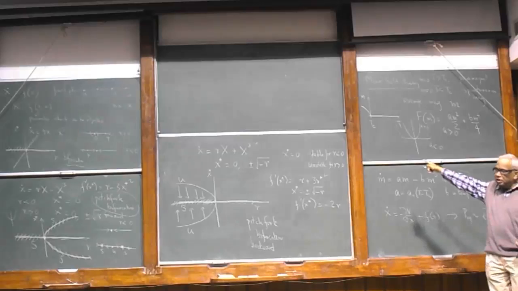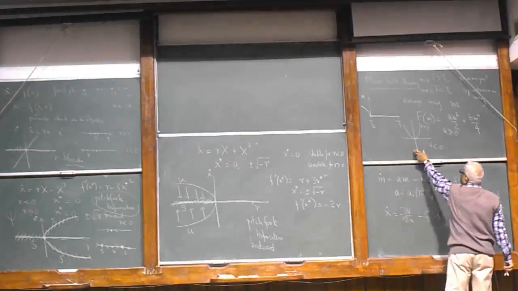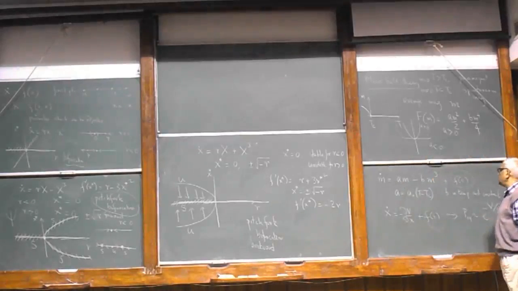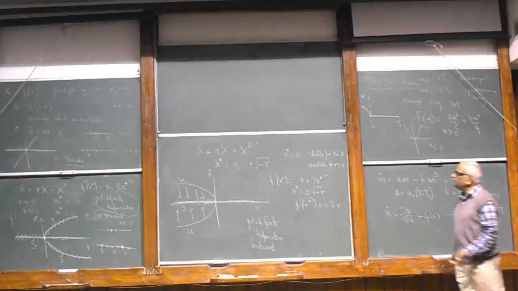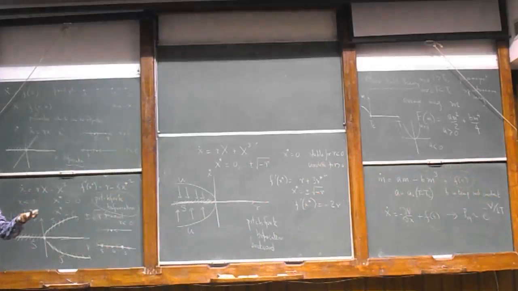The equilibria, what we are calling fixed points, are actually the extrema of V of x. With every f of x that you write down, you could have written f of x as minus dV dx, and the fixed points we are talking about are the extrema of V. If it is a local maximum, the fixed point is unstable. If it's a local minimum, the fixed point is stable. So that's the picture.